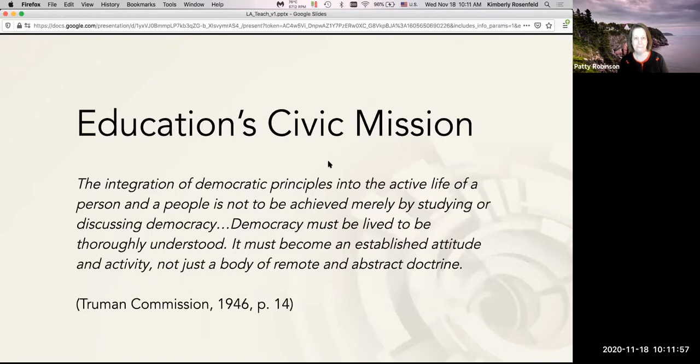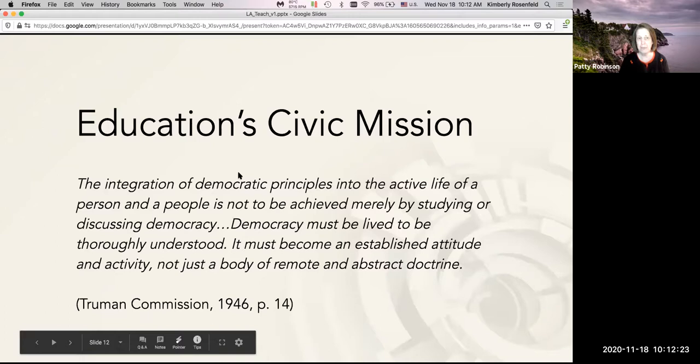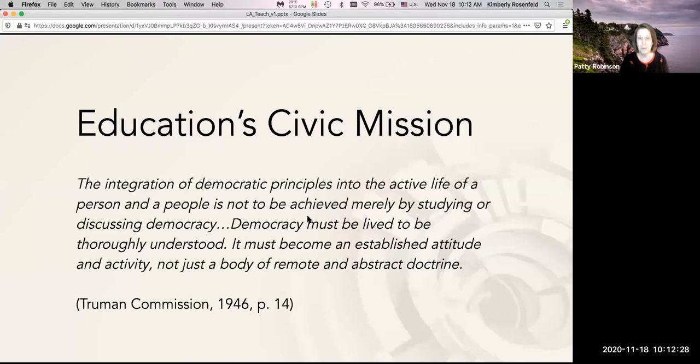And so then the civic mission, which is also very much connected to this. Some of you have probably heard about the Truman Commission that came out right after World War II. What was happening then is that President Truman put together a group of scholars and academicians from around the country that really took a look at higher education. Up until this point, education, or at least higher education, was primarily found in the hands of those who had money. In other words, it wasn't something open to the masses.